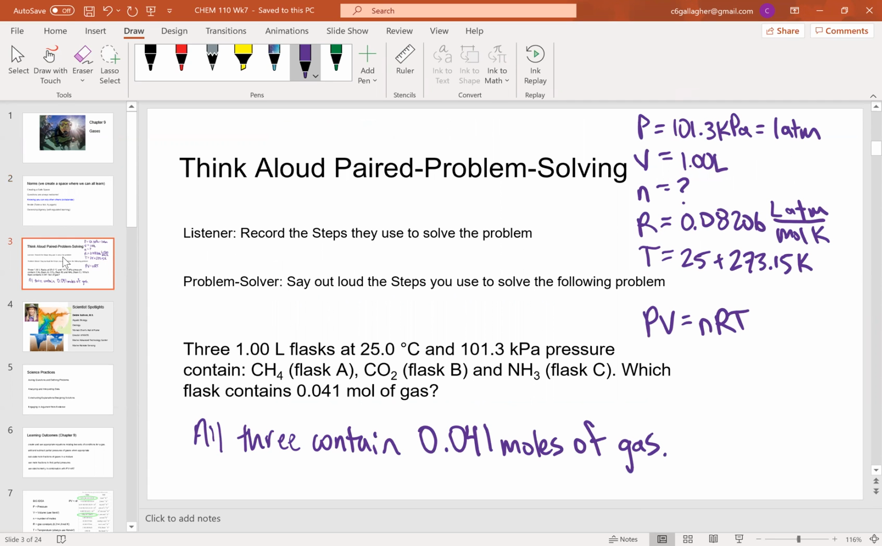So I want you to think about your role as the listener and your role as the problem solver. If you're the listener, you're really trying to be attentive to the steps or the sequence that's used to solve a problem. If you're the problem solver, you're really being attentive to what's the information or the clues that are given in the problem that help you to determine that sequence.